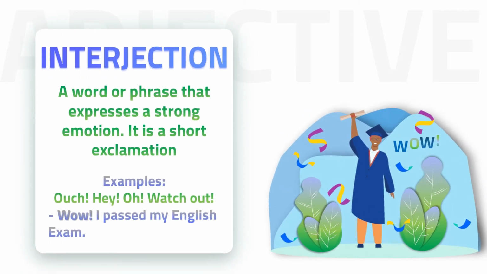An interjection is a word or phrase that expresses a strong emotion. It is a short exclamation. For example, in the sentence wow, I passed my English exam. The interjection in the sentence is wow.